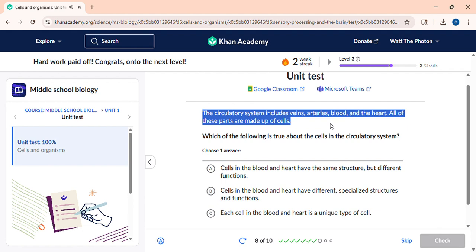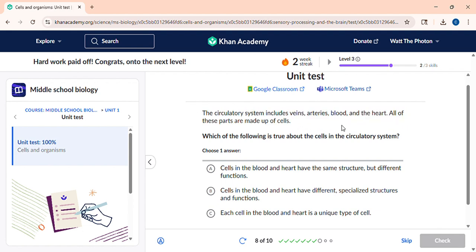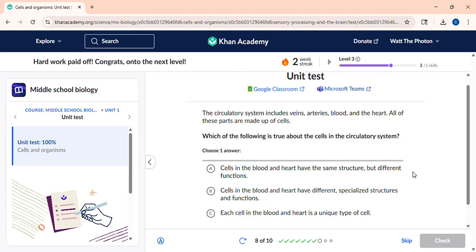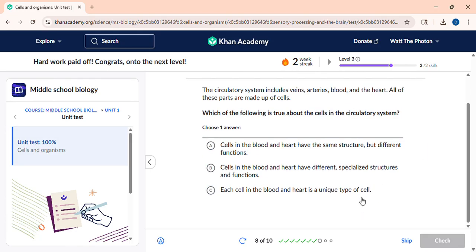The circulatory system includes veins, arteries, blood, and heart. All of these parts are made up of cells. Which of the following is true about the cells in the circulatory system? Each cell in the blood and heart is... cells in blood and heart have the same structure but different functions. That's wrong. Each cell in the blood and heart is a unique type of cell. Well, each cell can't be unique. It's not going to be a different type.